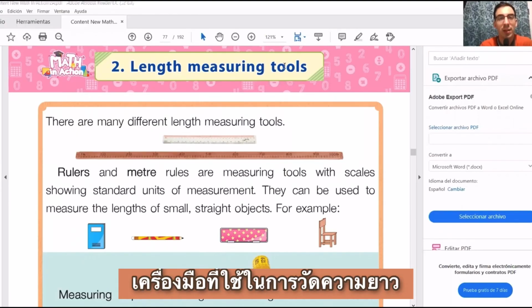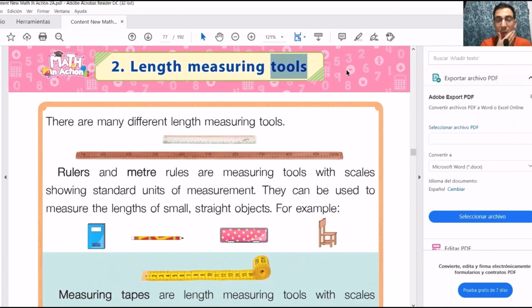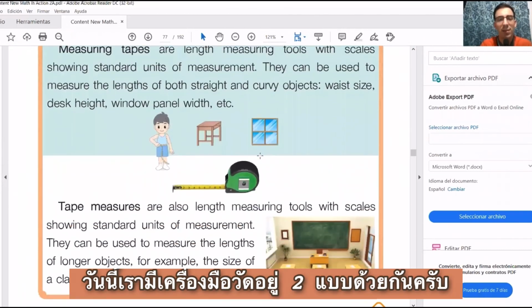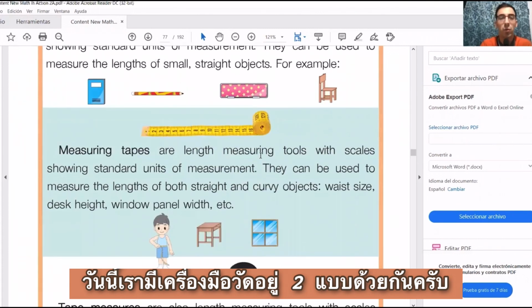Length measuring tools. We already know these words: length, measuring, and tools. Tools are something that we can use to check a measurement or for any other purpose. This is a tool. Today we have two main kinds of tools for measuring.